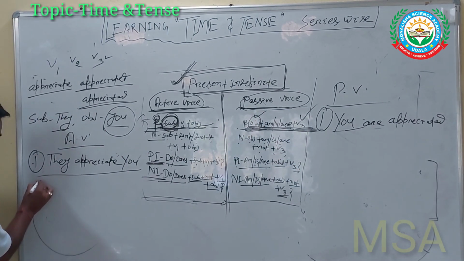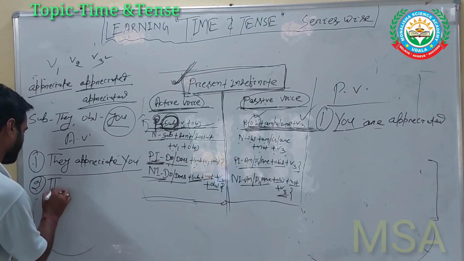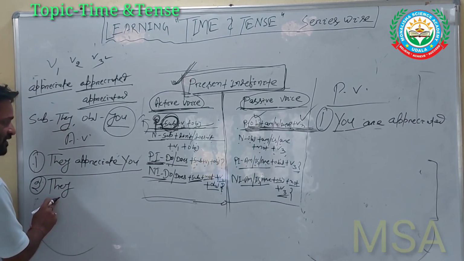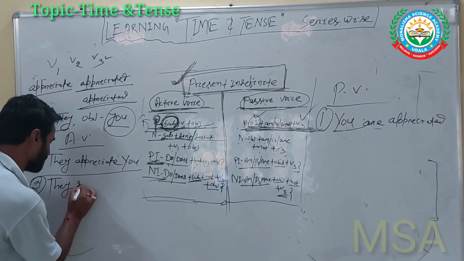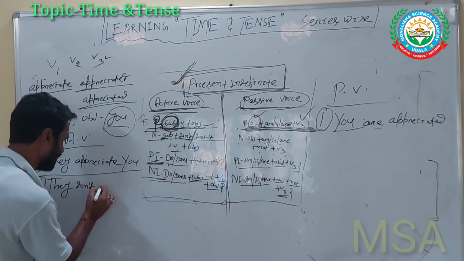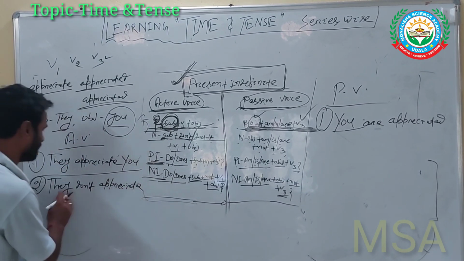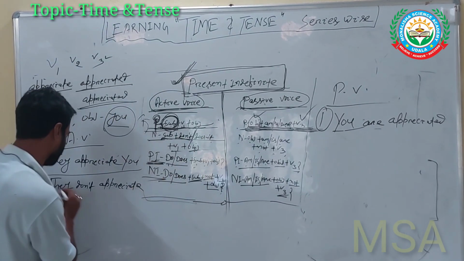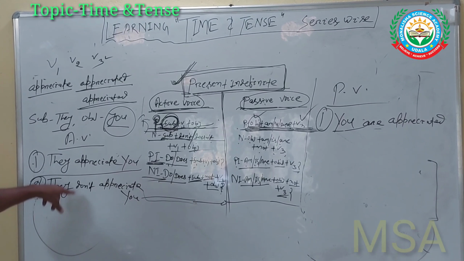Number 2 means the negative sentence. The subject comes first, they. They don't, V1 means appreciate. They don't appreciate, the object is you. They don't appreciate you. This is the negative sentence of active voice.